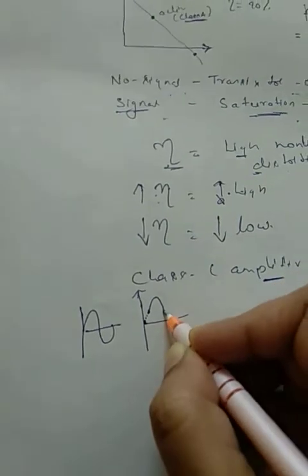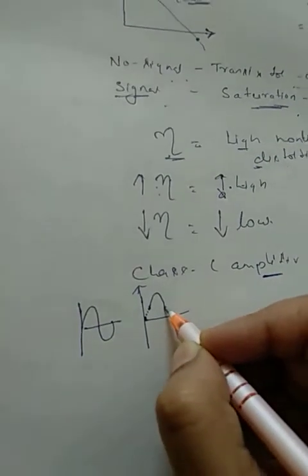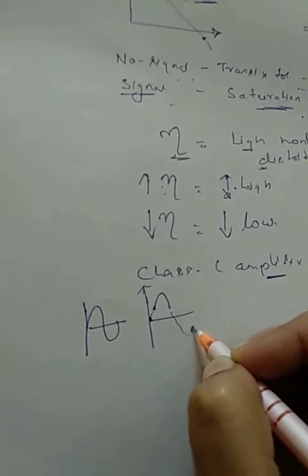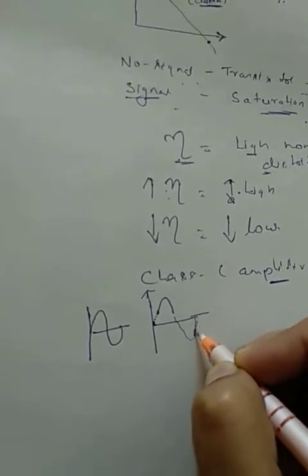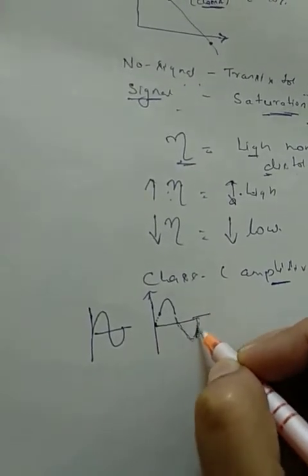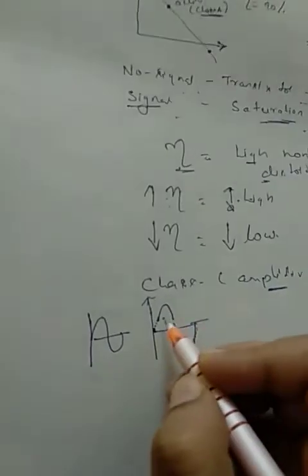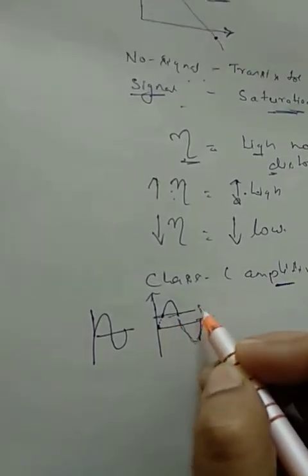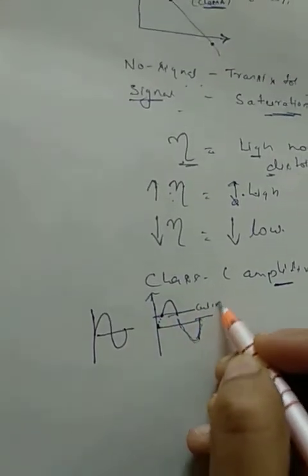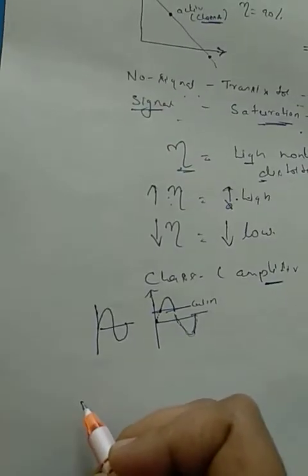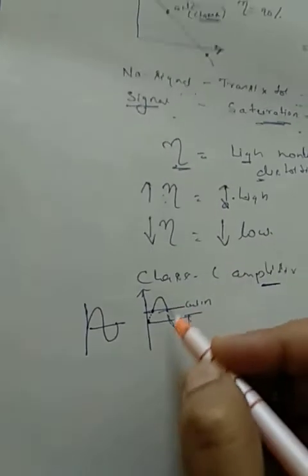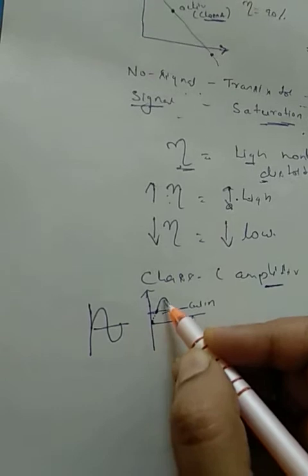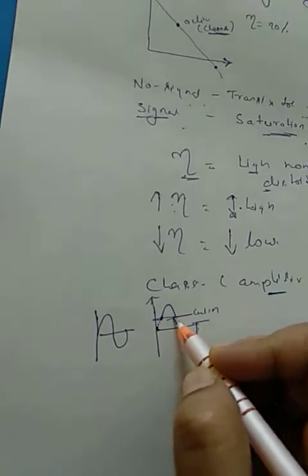Once it goes below the cut-in voltage of the transistor, it will turn off, and you will not get the output at the collector side. You will get the output voltage only while the transistor is operating, that is, till the input signal is greater than the cut-in voltage. Okay, so we'll see what the efficiency is now.